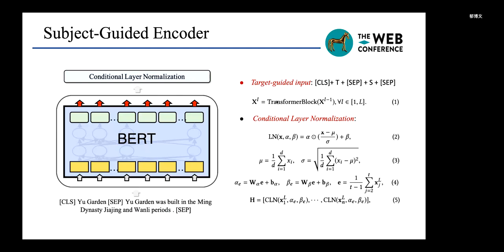Furthermore, to give context vectors more guidance towards the target entity, we introduce a novel conditional layer normalization mechanism based on the well-known layer normalization. This is to say, we use the representation of the target subject entity in the output of the BERT representations as a condition to generate the parameters of layer normalization.